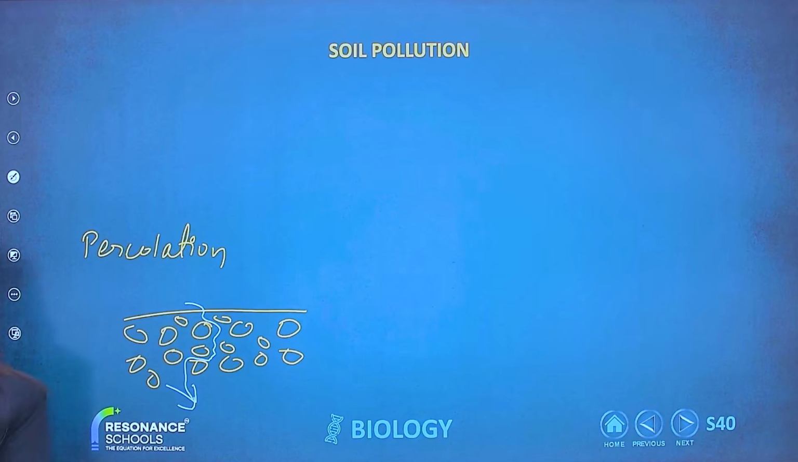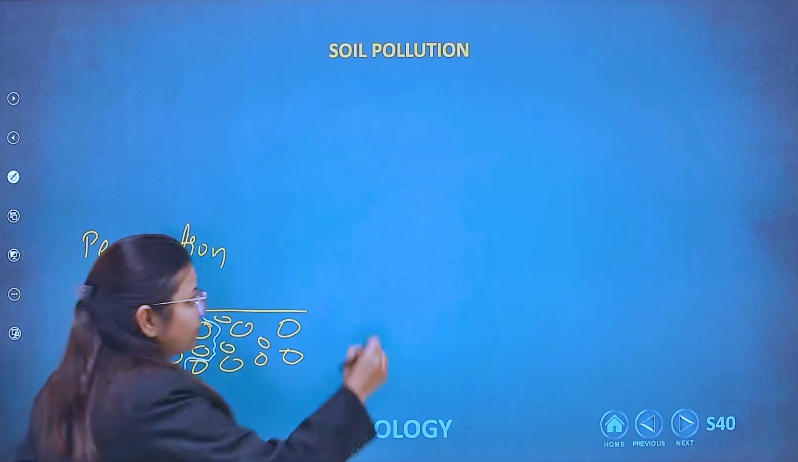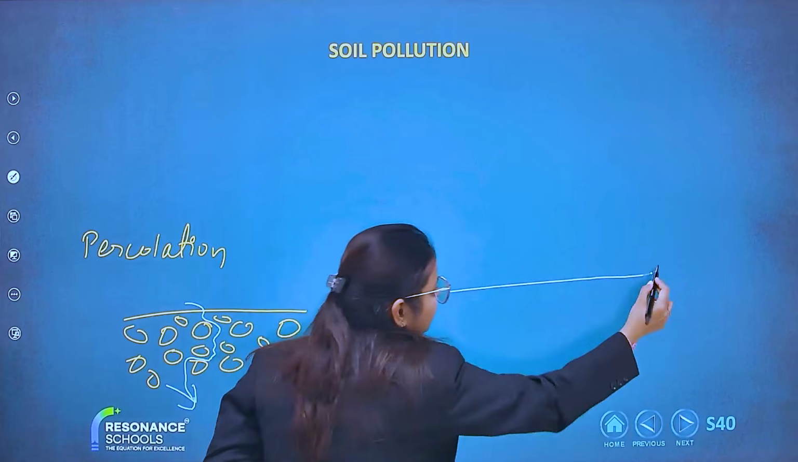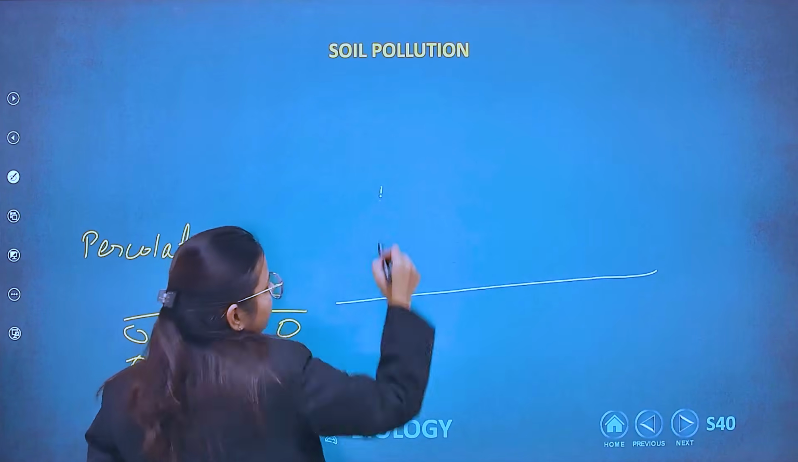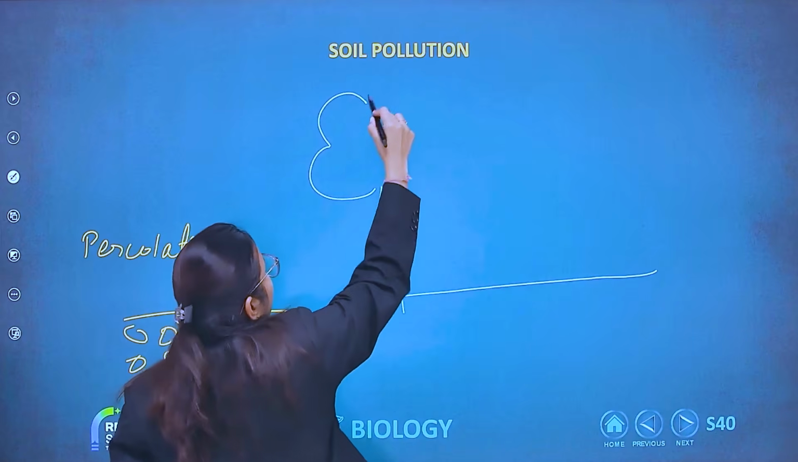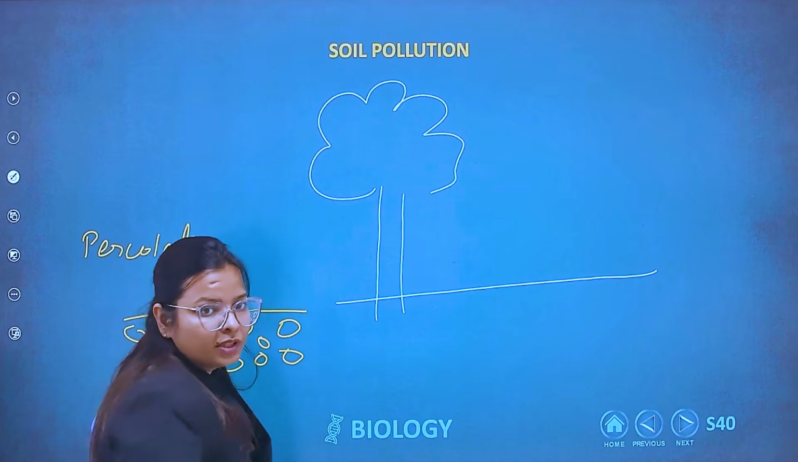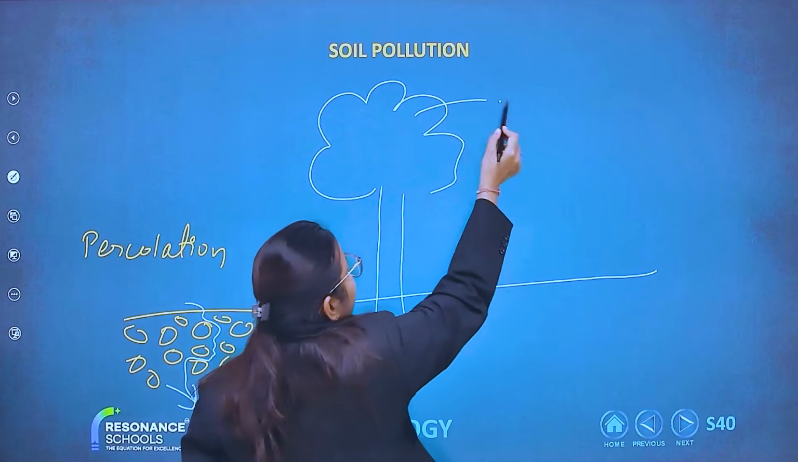Carbon sequestration, biodiversity. Okay, what is carbon sequestration? See, this is your soil level. This is your plant. What is the plant doing? Photosynthesis. So they are taking CO2.